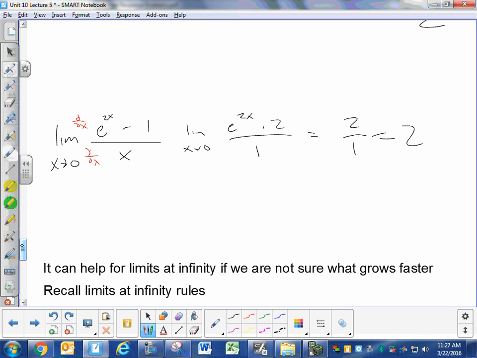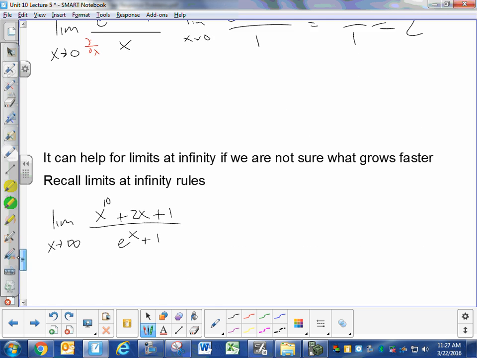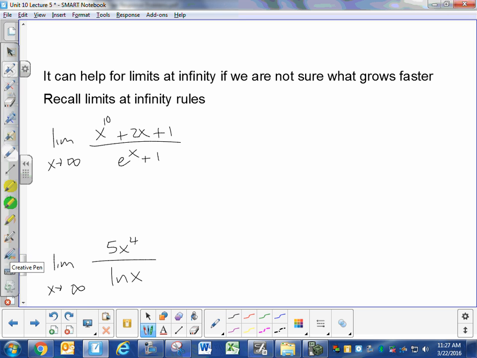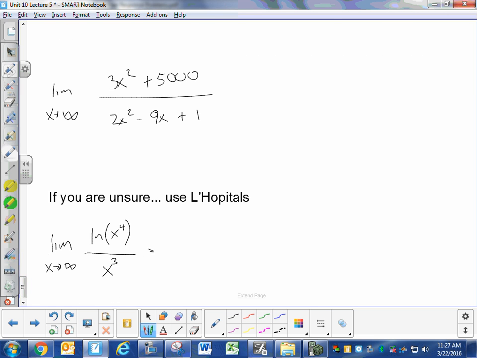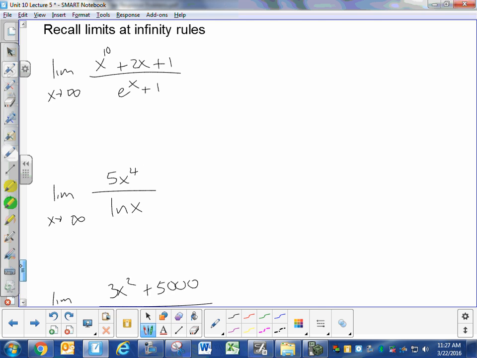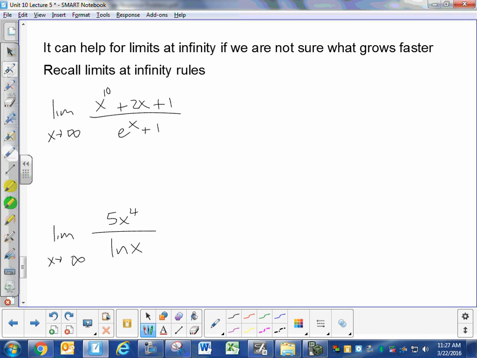Okay. Now, this also can help us for limits at infinity. If we have infinity over infinity, we can use L'Hopital's rule. I will tell you, though, that it's not super helpful. I would rather you recall the rules for limits at infinity. So we will get to one if we are unsure of things that we can use L'Hopital's rule for. Let's recall some rules for limits at infinity.